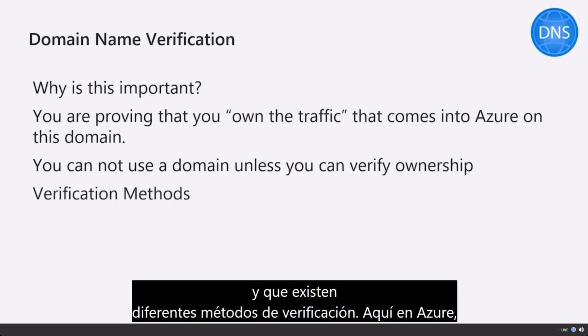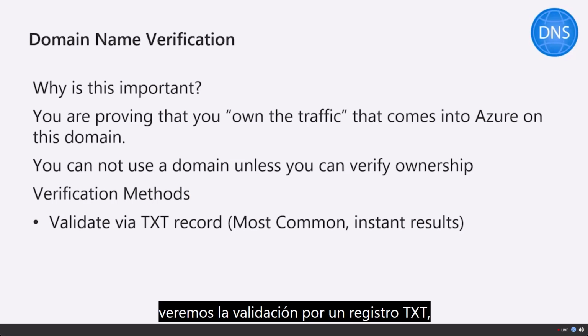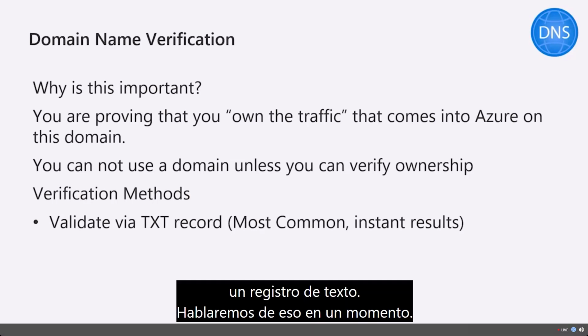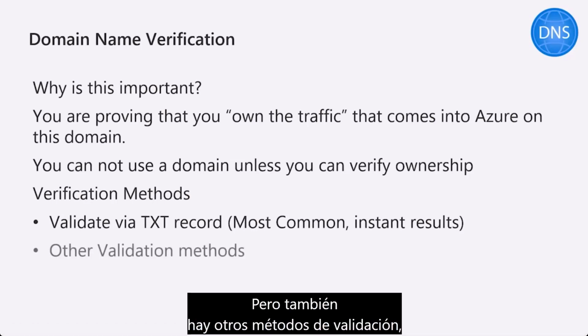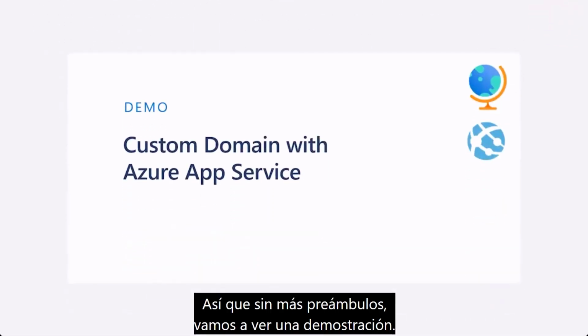And there are different verification methods. Here on Azure, we will see a validation using a TXT record, a text record. We will talk about that in a moment. But there are also other validation methods, which depend a little bit on the provider that you are using. So without further ado, we are going to dive into a demo.